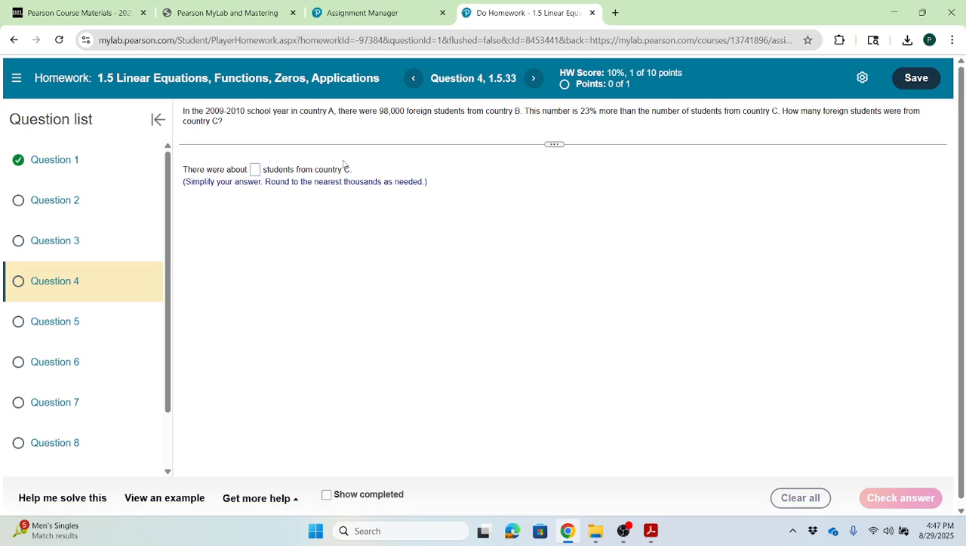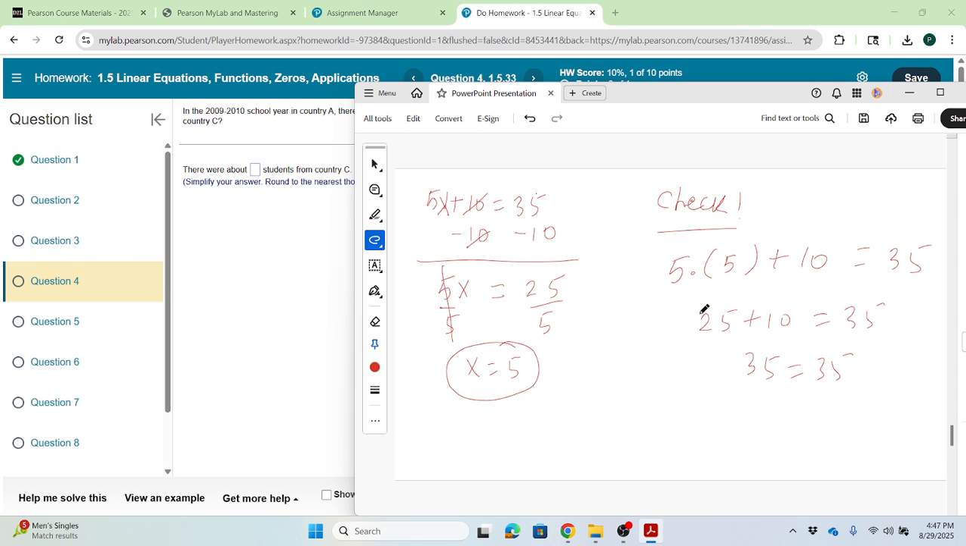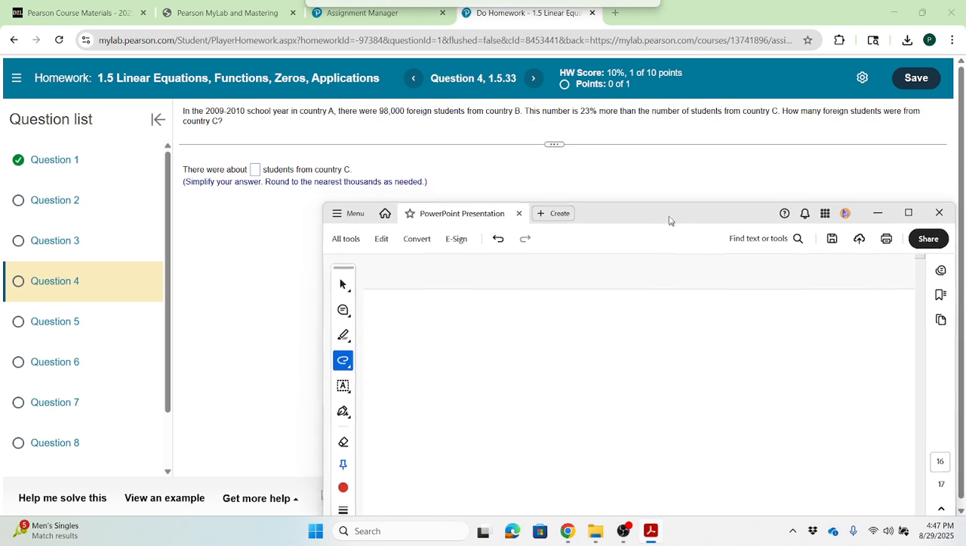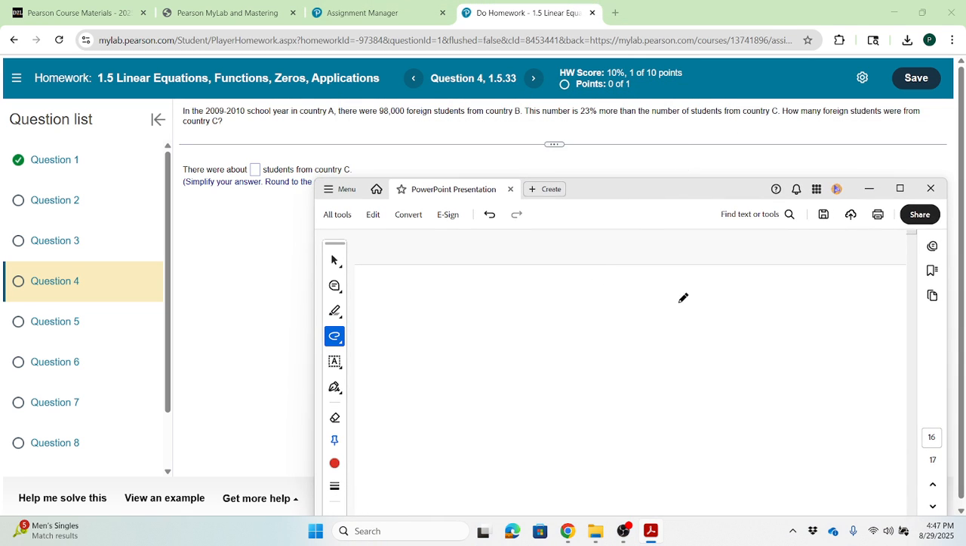Let's go to the next problem. In the 2009-2010 school year, in country A, there were 98,000 foreign students from country B. This number is 23% more than the number of students from country C. How many foreign students were from country C? So this is the application problem. As you can see, we don't know how many students were from country C.